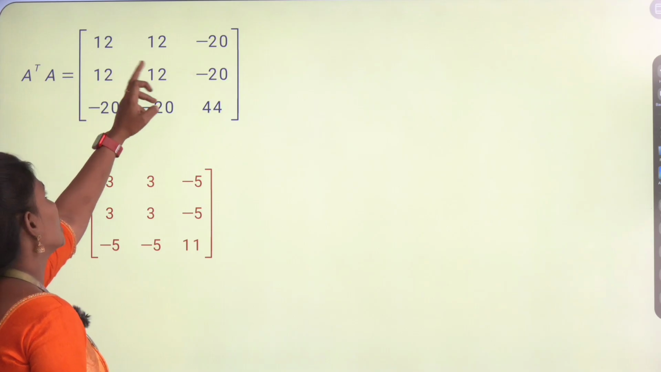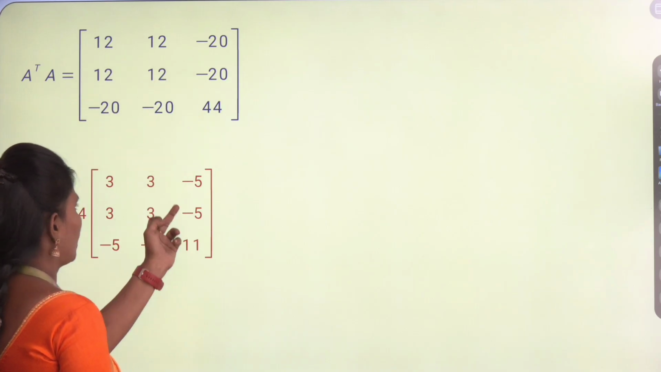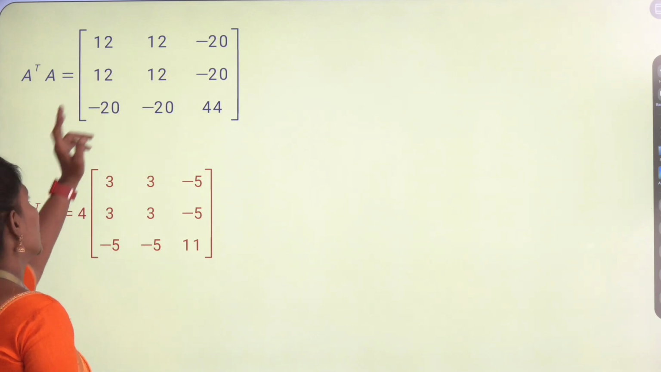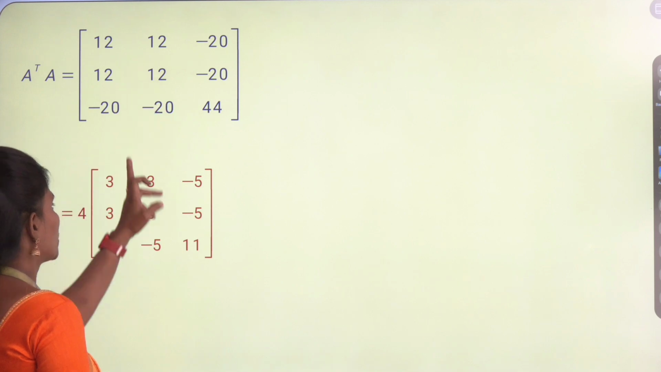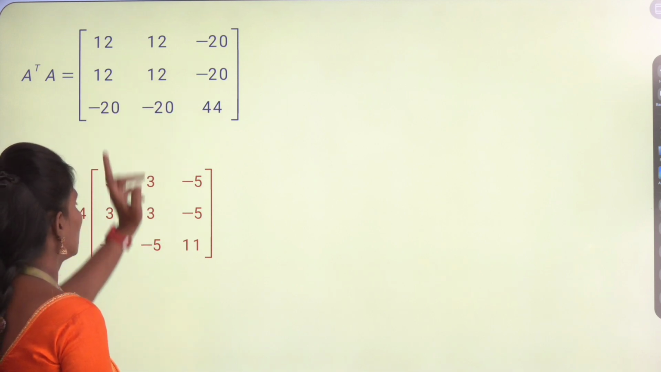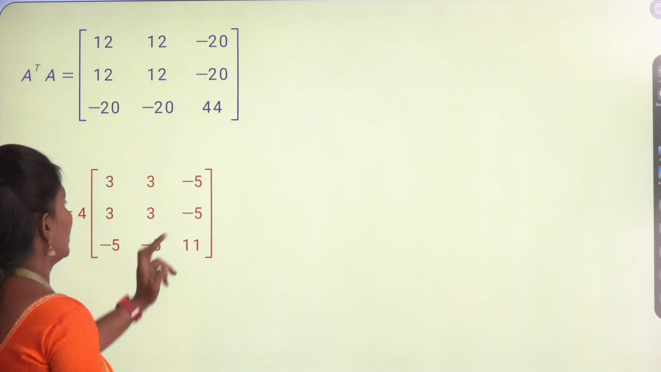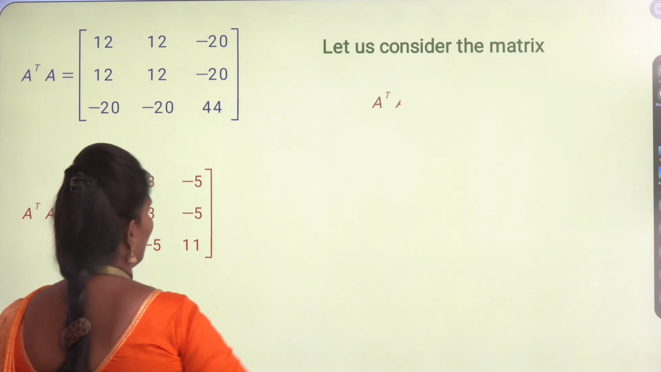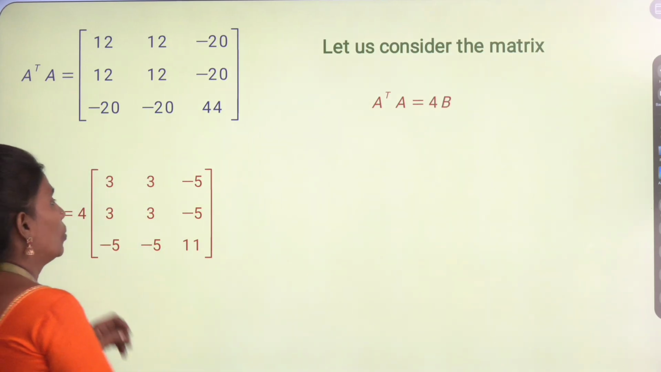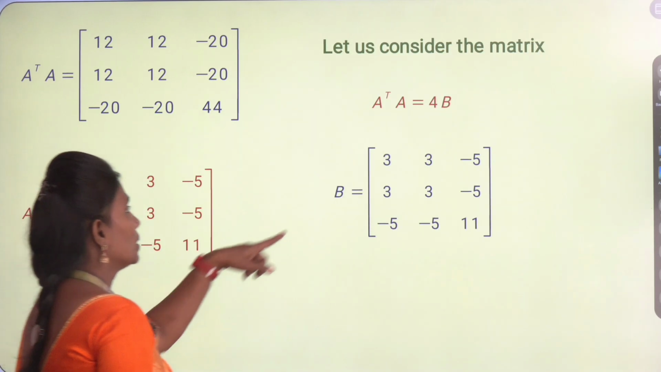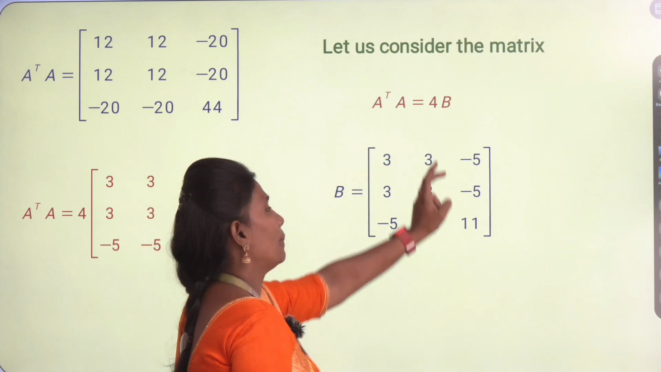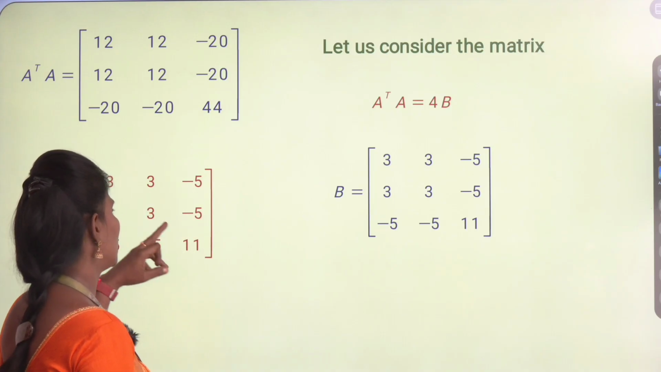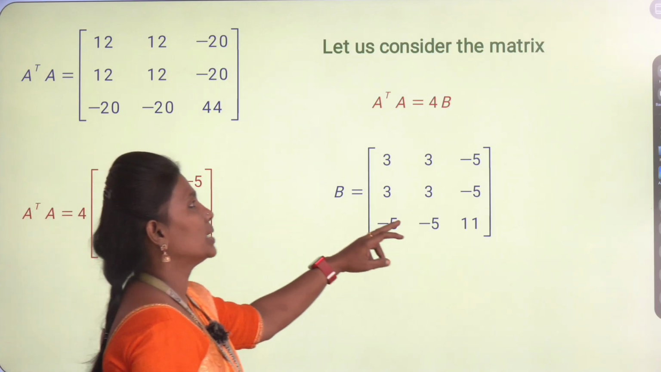After processing the product, you are going to get this matrix, A transpose A, 12. Among all the 9 elements, 4 is common. So take out the 4, then you get 3, 3, minus 5, 3, 3, minus 5, minus 5, minus 5, 11. Because the 4 is common, we remove it and use only this matrix for the procedure. Consider it as the B matrix.